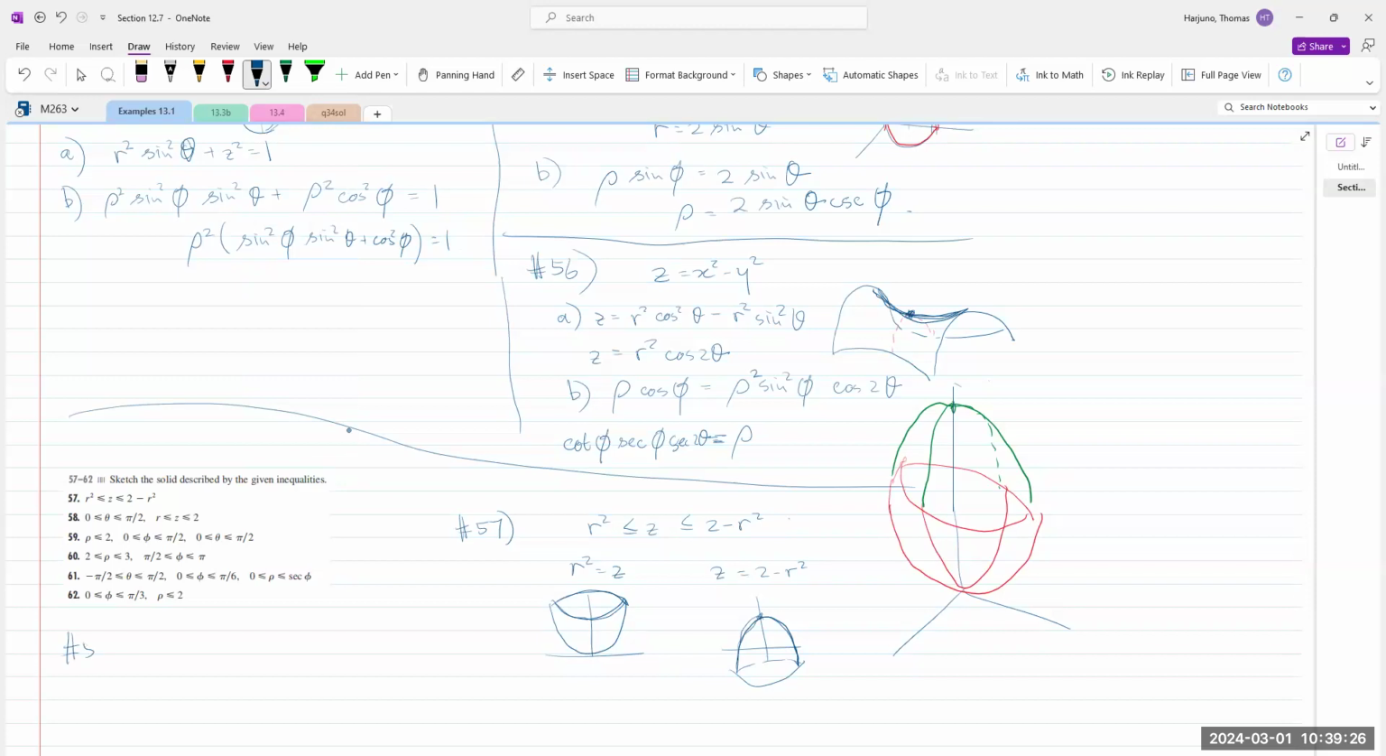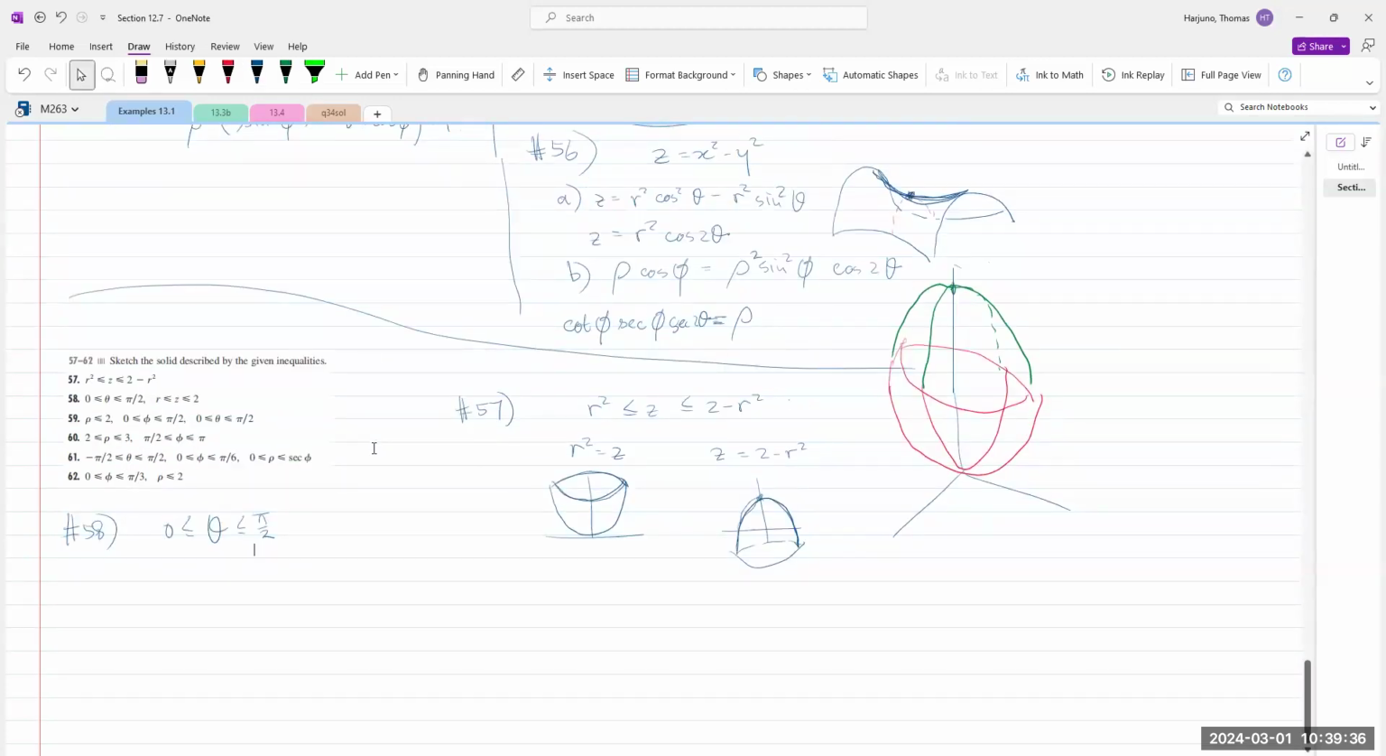Number 58, we have theta between 0 and pi over 2. So it's basically in the first quadrant, right? If it is 2 dimensions, it is the first quadrant. And then z is greater than or equal to r but less than or equal to 2. So what is this though? This will give us a cone, right? r equals z is a cone. This is r, this is z, that's a cone.